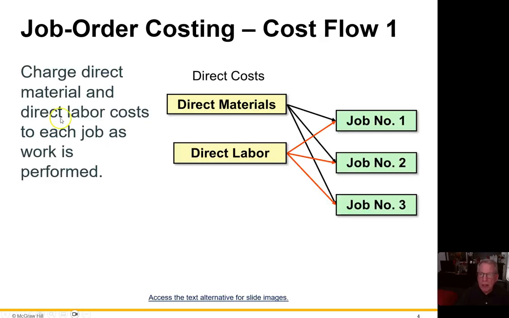All right, so let's take a look at how that works in cost flows. We're going to charge direct material and direct labor to each job as the work is performed. So you can see here's our direct materials going to job 1, 2, and 3, and here's our direct labor going to job 1, 2, and 3.